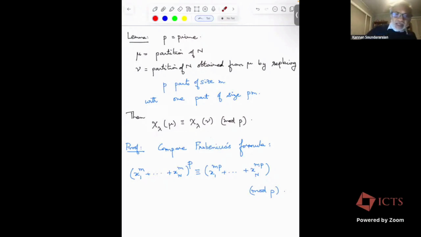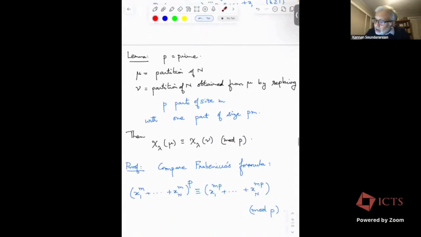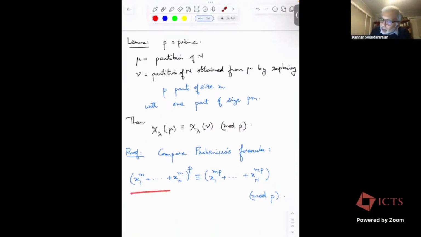And the reason for that is that in Frobenius's formula, the only way in which something changes is in this power sum calculation. On one side, I would have the power sum of x1 to xn at m raised to the power p. On the other side, I would have the power sum at mp, but these two objects are congruent modulo p. And so if I now unwind what Frobenius's formula tells me, I get a congruence of these character values.